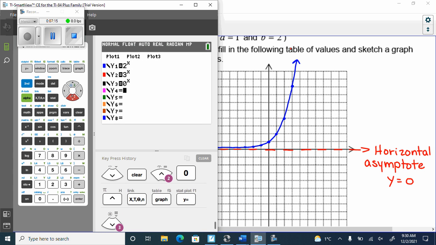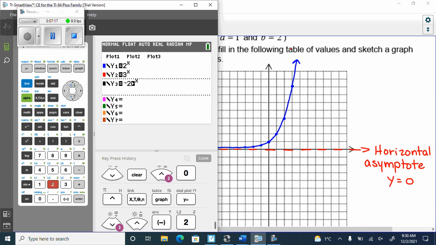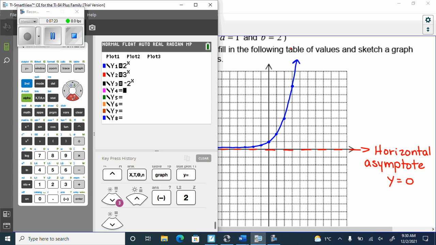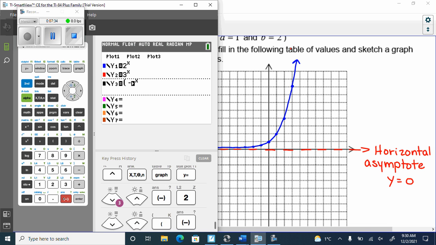Let's try negative. Negative 2. Remember, you have to put in brackets if you want negative 2 to the x. If I write it like this, that's actually negative 1 times 2 to the x. This negative 2 to the x, that negative's not with the 2. So if I want it to be negative 2 to the x, I actually have to put it in brackets.